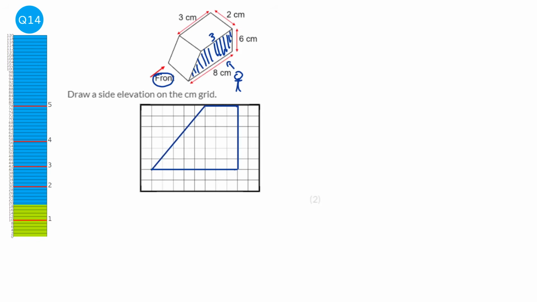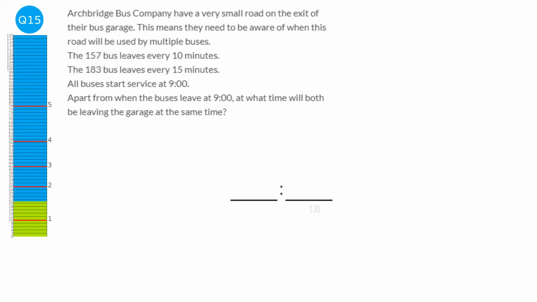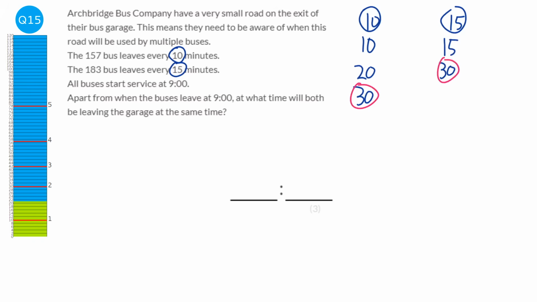To answer this question, we basically need to find the lowest common multiple of the 10 minutes here and the 15 minutes here. So we're going to start off just by doing the 10 and 15 times table. So it'd be 10, 20, 30. And 15 times table with 15 and 30. So the lowest common multiple is 30.